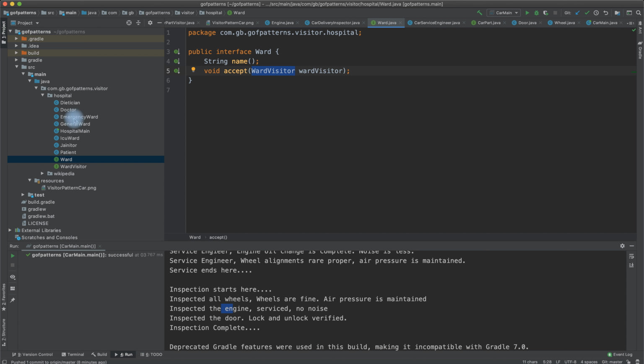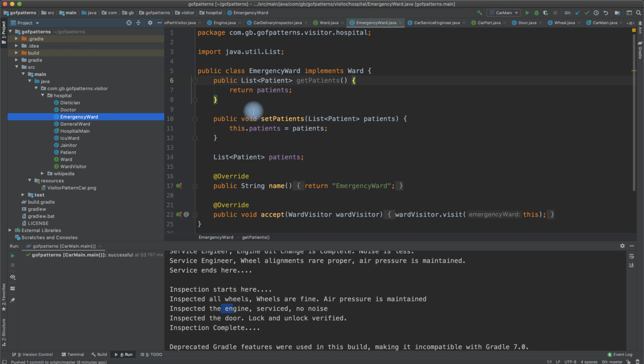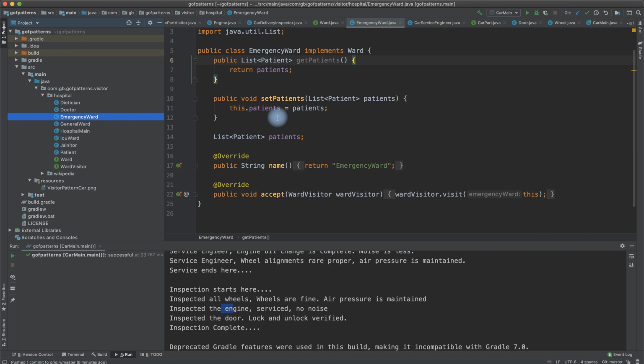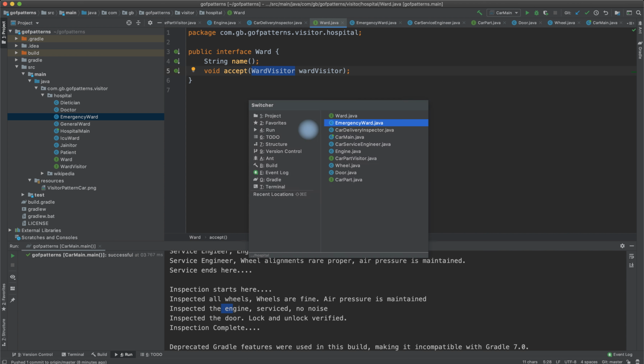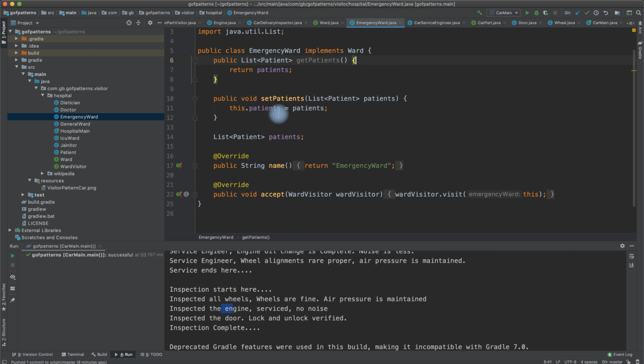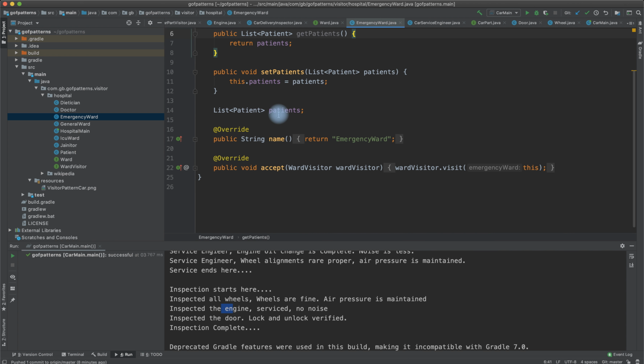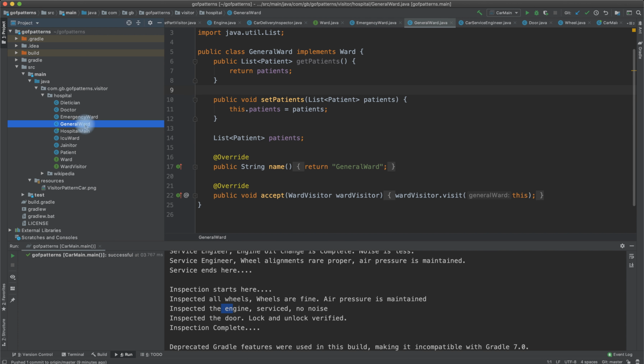So let us look first at the emergency ward. Emergency ward implements a ward. It has a name and it has a list of patients, right? Every ward will have a list of patients, and then it accepts a visitor, ward visitor. The next is a general ward. The template remains the same across all wards. Every ward has a list of patients and a ward name, and it accepts a visitor.